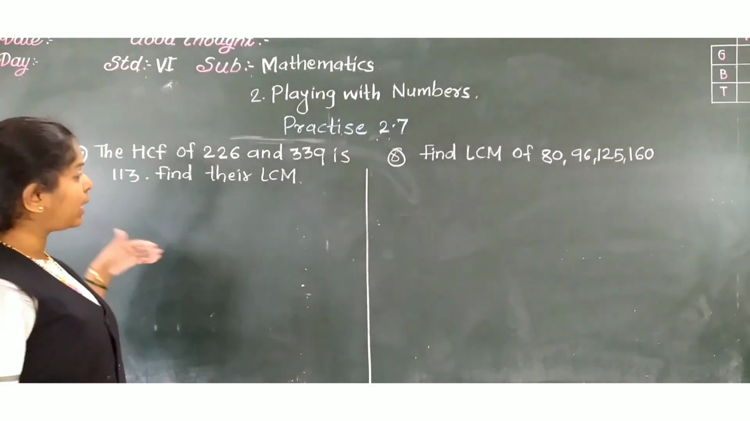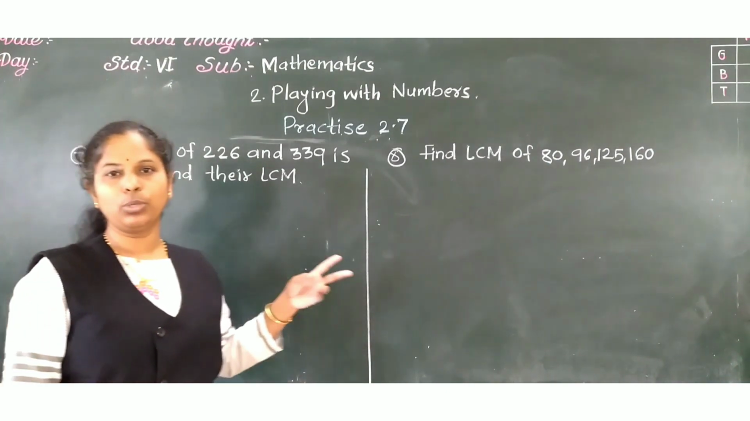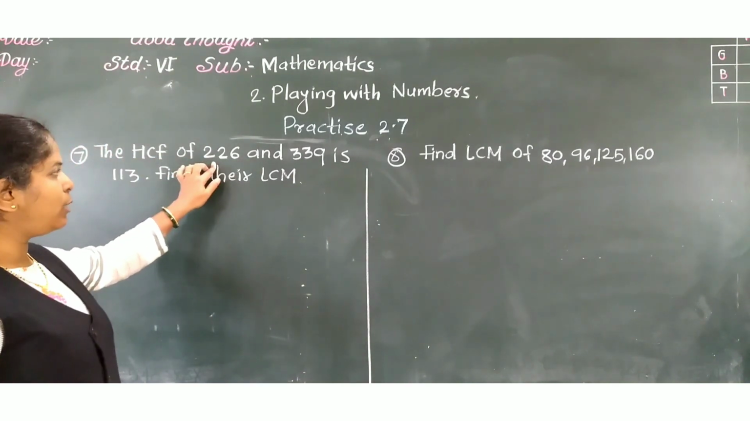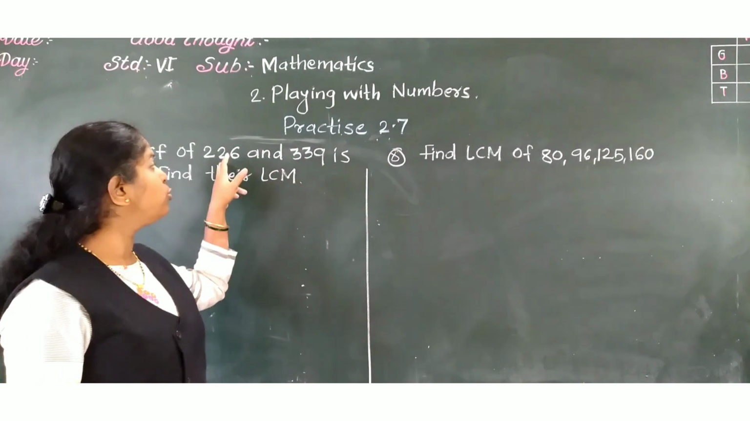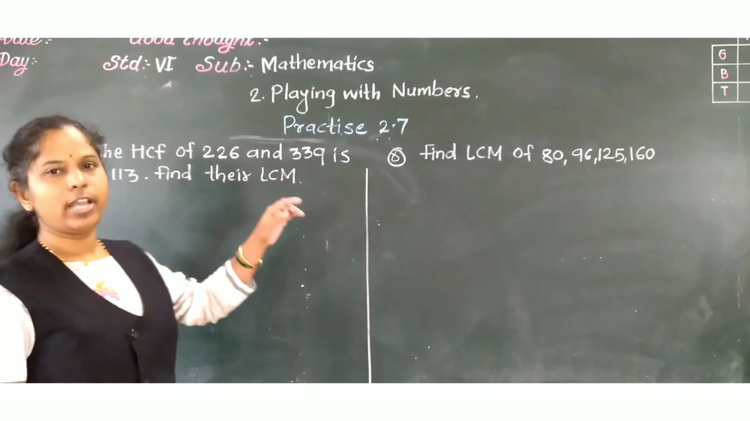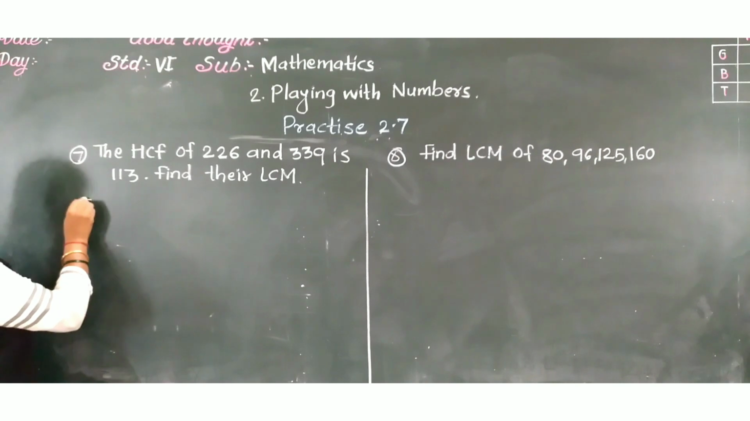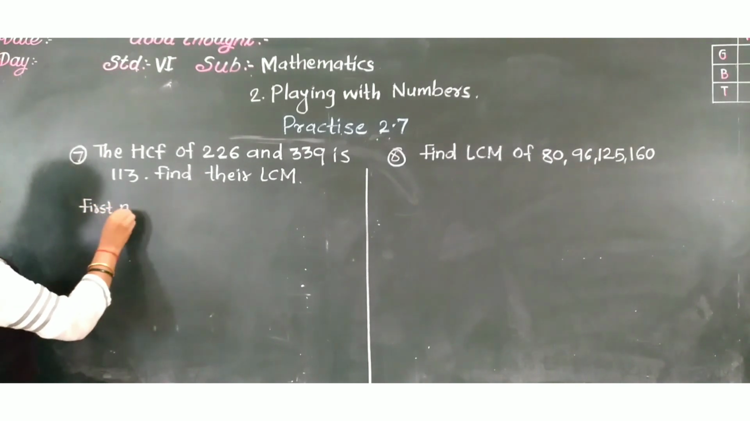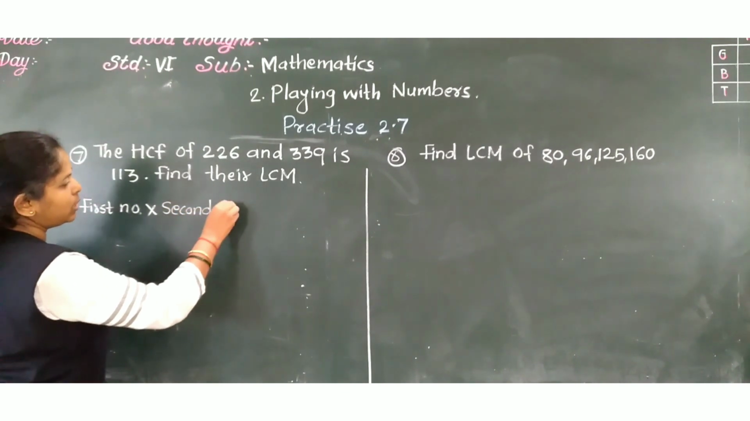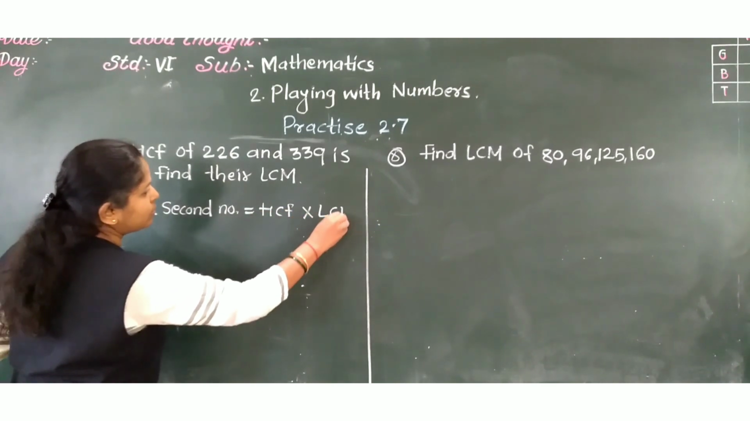Next question is again based on the same thing, that is, the relationship between two numbers with their HCF and LCM. See here, the HCF of 226 and 339. These two numbers are there. Their HCF is 113 and find their LCM. So again we have to write that formula. First number into second number is equal to their HCF into LCM.